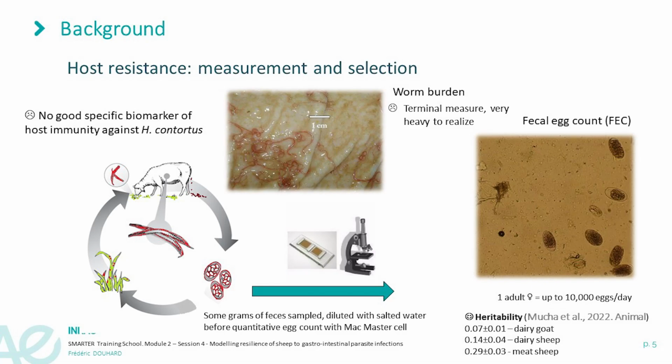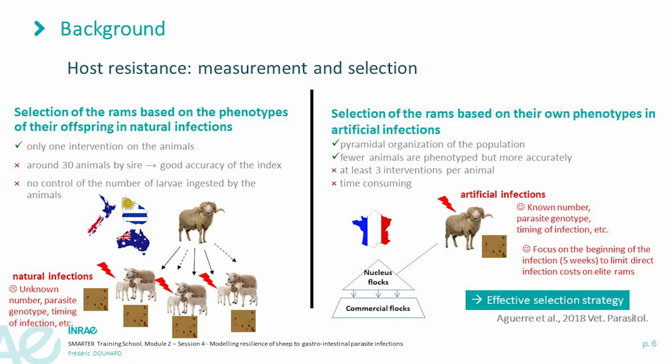It's also very interesting because when you compare the variation between sheep, you can see that there is genetic variation. Maybe you have seen this yesterday, but the heritability is between 0.1 and 0.3, basically, depending on the species. We could select for host resistance if we use fecal egg count. And this is what people do, actually.